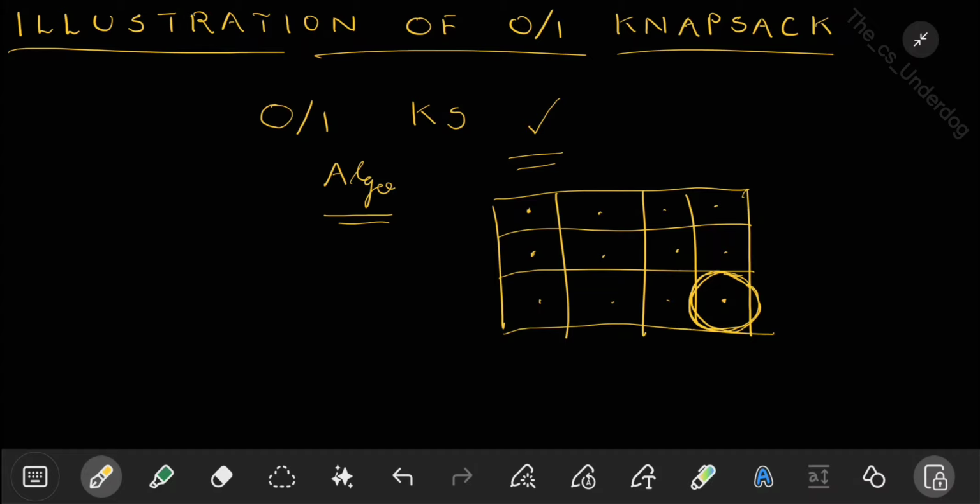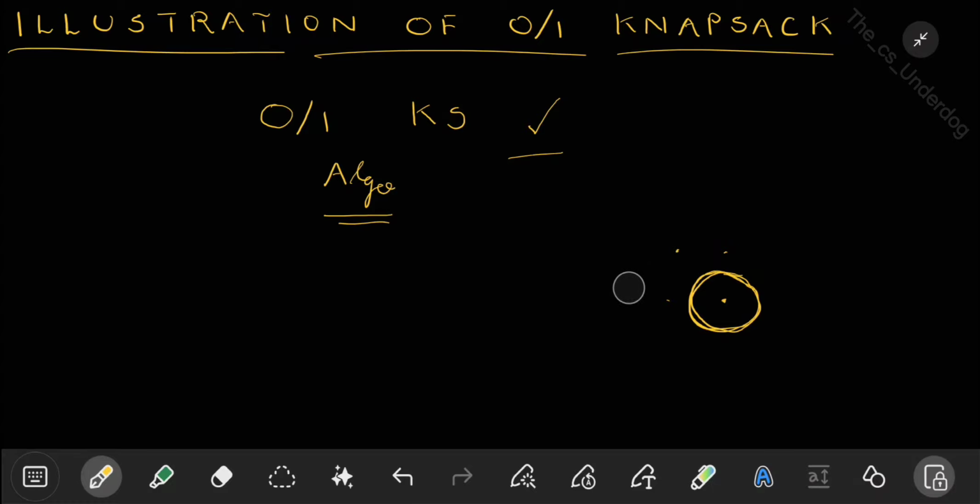Let us take an example and see how exactly this process of filling happens. Once you see this by taking an example of certain weights, values and capacity of the knapsack, it will be crystal clear how this algorithm of 0-1 knapsack is working. Let us go into the example.